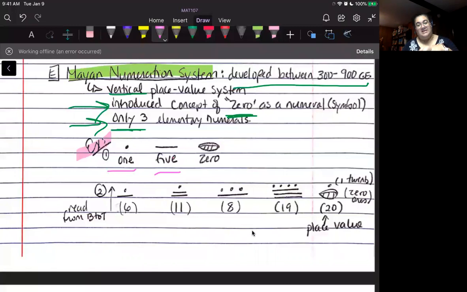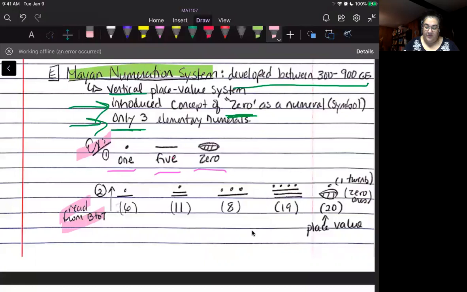Now remember that we read numbers from bottom to top. That's why you've got this little note right here. So for example, if I wanted to write the number six, I would write it like this. Five and one is six. The number 11 is 5 and 5 is 10 and 1 is 11. And we're always reading them from bottom to top.